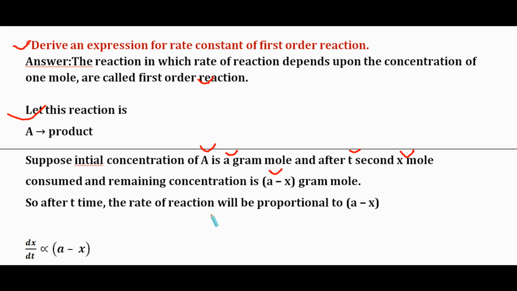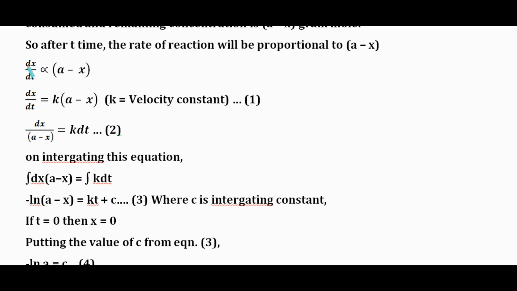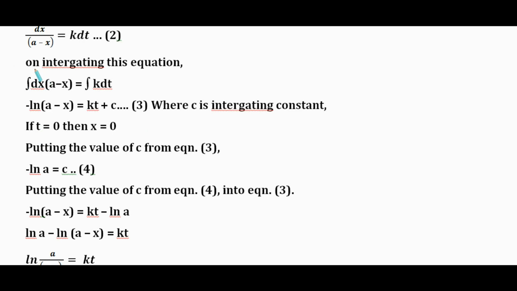So after t time the rate of reaction will be proportional to a minus x, and it can be written as dx/dt proportional to a minus x. After removing the proportionality sign, we take a constant, that is k. K is the velocity constant. On transposing dt here and a minus x here, we get dx/(a minus x) equal to k dt. This is equation second.